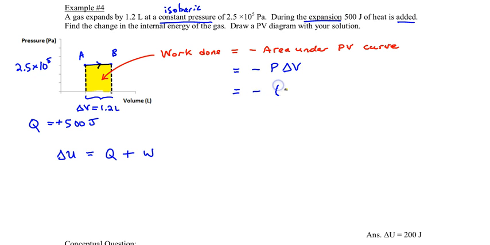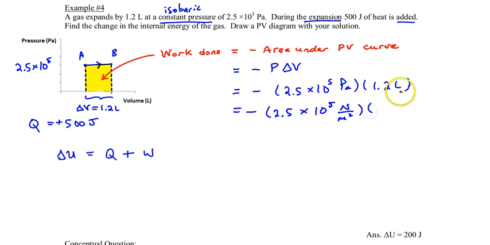That would be 2.5 times 10 to the power of 5 pascals multiplied by the volume, which is 1.2 liters. But you may notice that these things are not in the appropriate units. A pascal is really a newton per meter squared, but the volume in liters is not right. We really want to change liters to meters cubed. Hopefully you recall that 1 liter is equivalent to 1,000 milliliters, and a milliliter is the same thing as a centimeter cubed, so that's equivalent to 1,000 centimeters cubed.